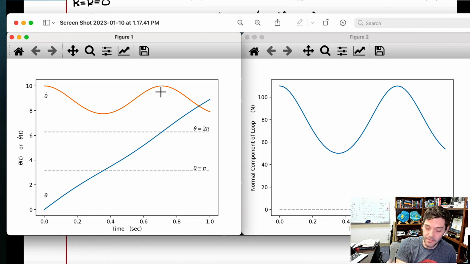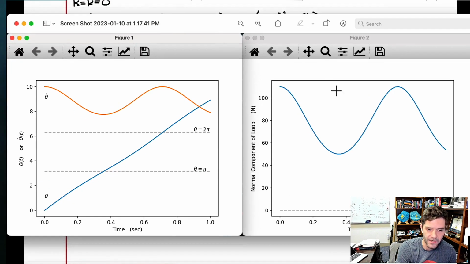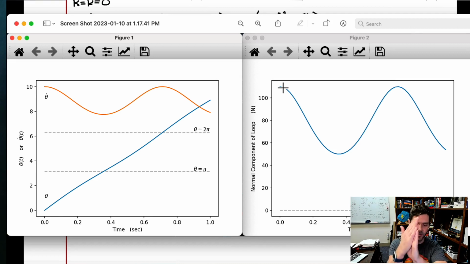Given those, I can plug that into the expression we wrote down for the normal force, and I can actually compute what the ramp is doing on the coaster as a function of time. And you can see that the normal component, the contact force between the ramp and the cart, is not constant. It changes. It has to really push up against the cart at the start, because not only does it have to change its direction, it has to do that on top of gravity trying to pull it in the opposite direction.